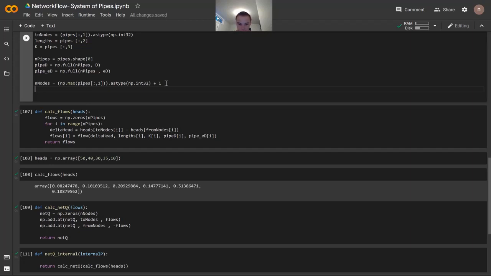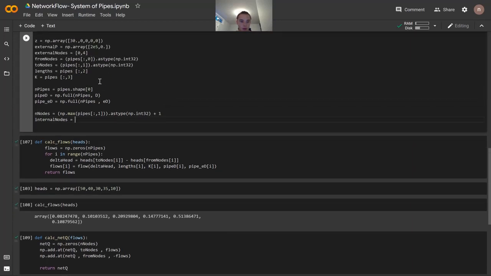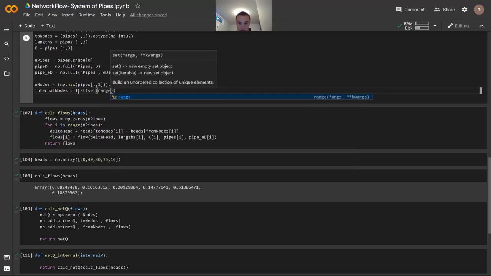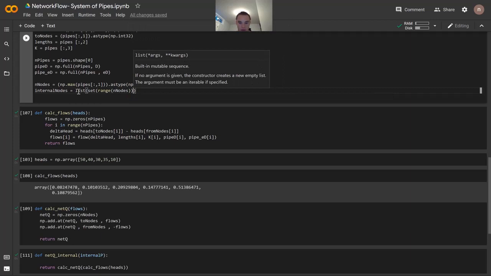So basically what we need to do is specify what our internal nodes are. In this case, our internal nodes will be our total number of nodes minus our external nodes, which we already specified up here, external nodes 0 to 4 in our array. So we can put this in a list and set the range. So list, set range, and this range will be the number of nodes, our n nodes.